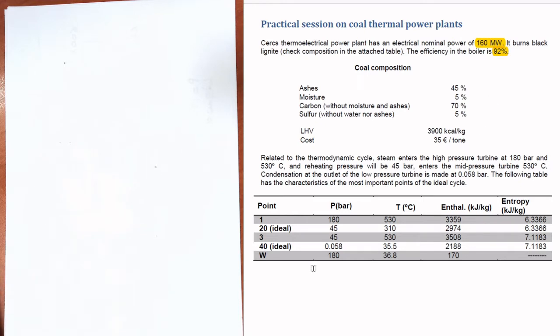Here we have the conditions of the points, and you can see that we have three pressure levels: 180 bar, 45, and 0.058. This will be the condenser, and we have two turbines, the high pressure turbine and the low medium turbine. For points 1, 3 and W we get the real points, but for 2 and 4 we get only the ideal point.